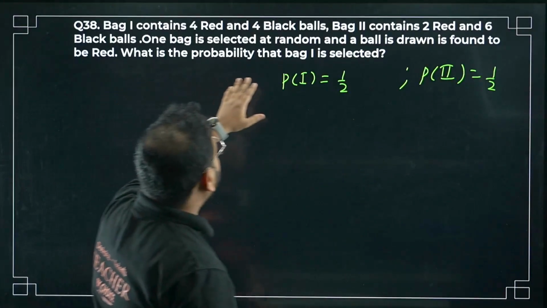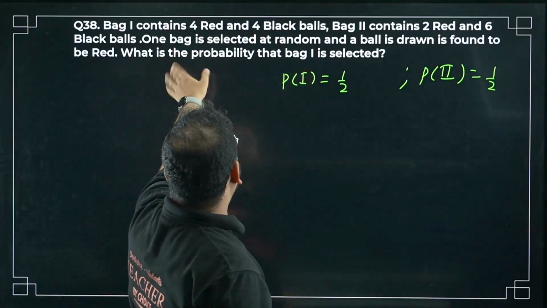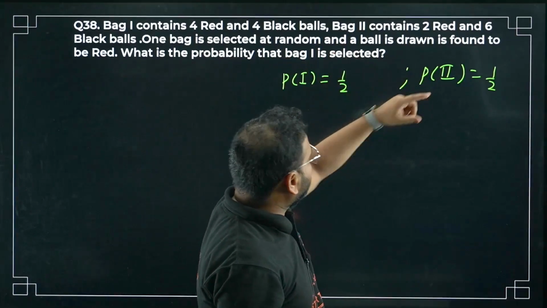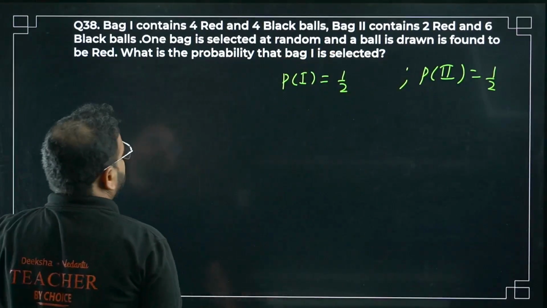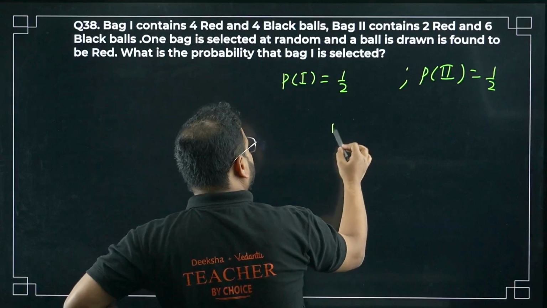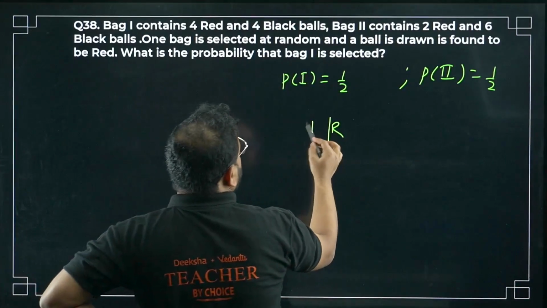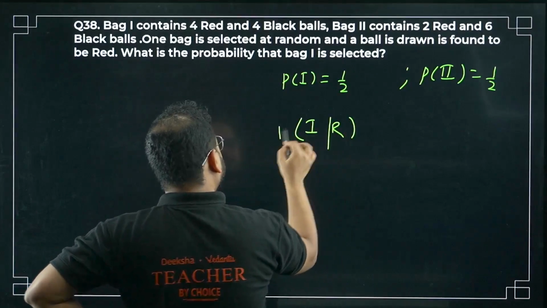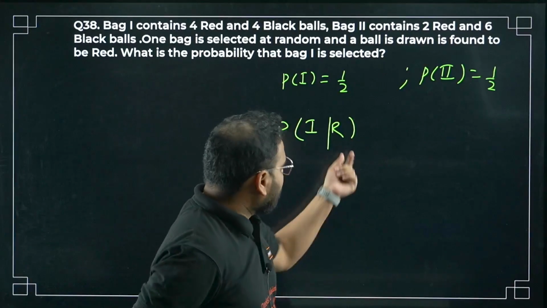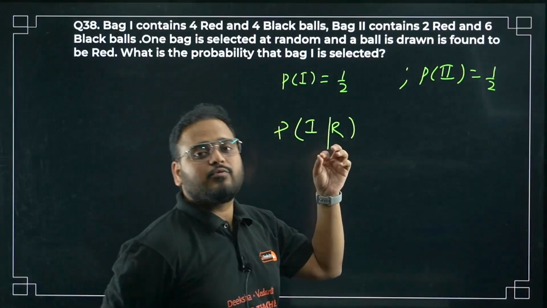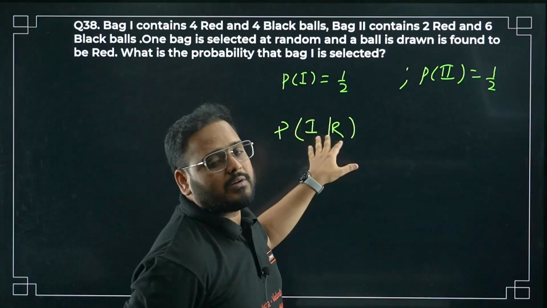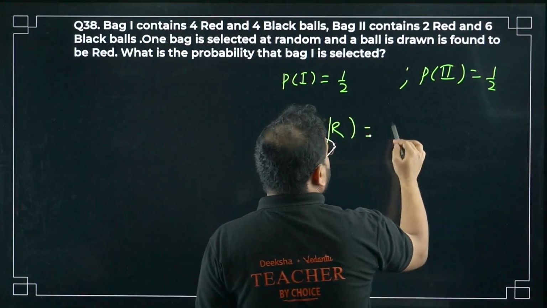Okay, now what are they asking? They've said that one bag is selected at random and a ball is drawn and is found to be red. Okay, means I've already got the red ball. The probability that bag 1 is selected, they're asking P(I|R). Means our ball you have already got. Asking for what? That it is coming from bag number 1. Okay, Bayes theorem applies to this.